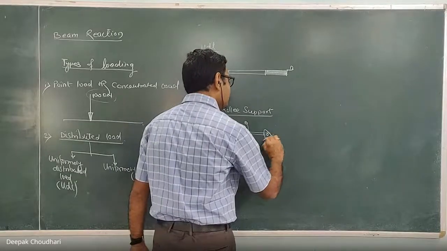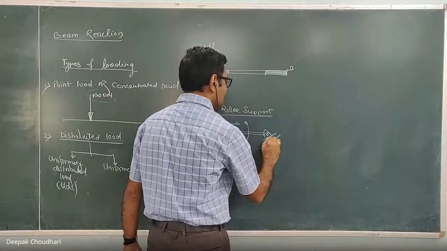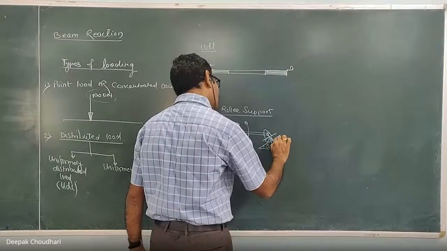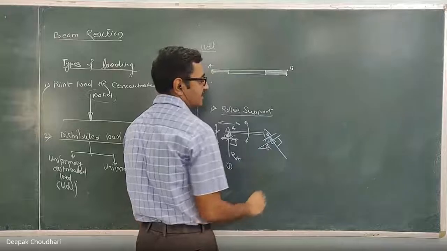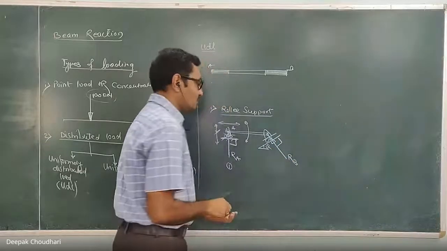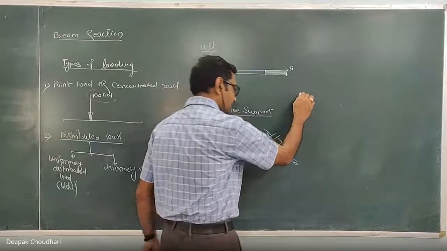Sometimes the roller is resting on an inclined surface also. If the roller is resting on an inclined surface, the reactive force will be perpendicular to that inclined surface. Here also the direction is known to you, so the unknown is only the magnitude. So this is one type of support which we studied yesterday.